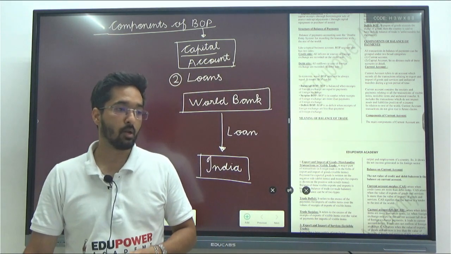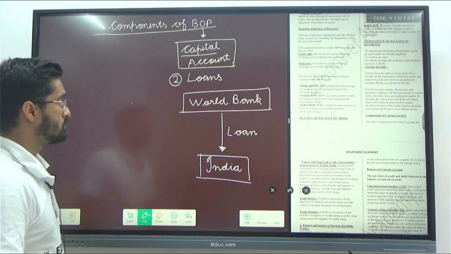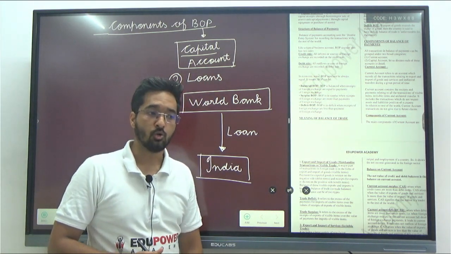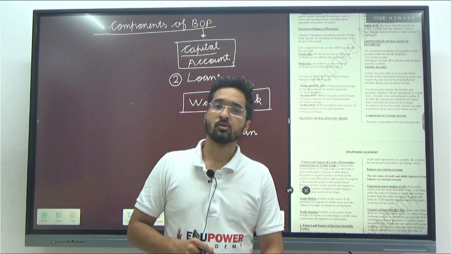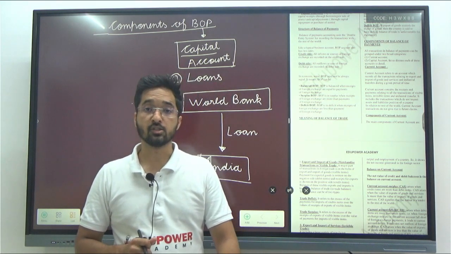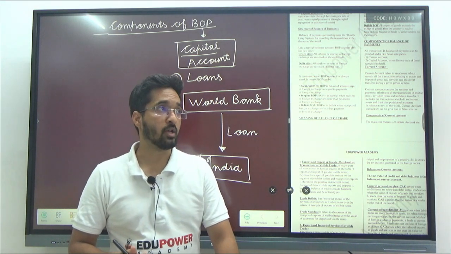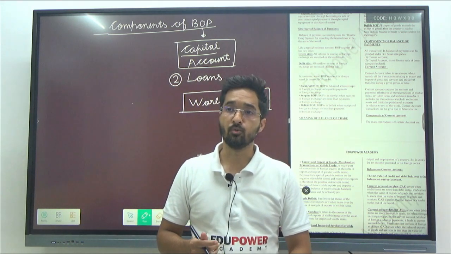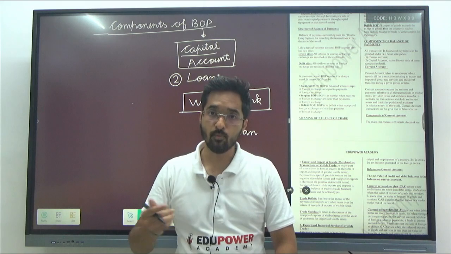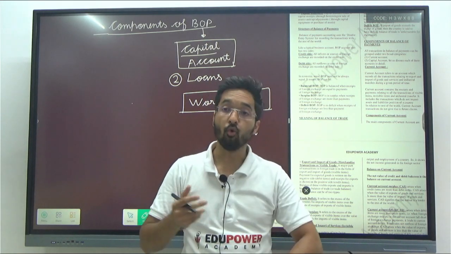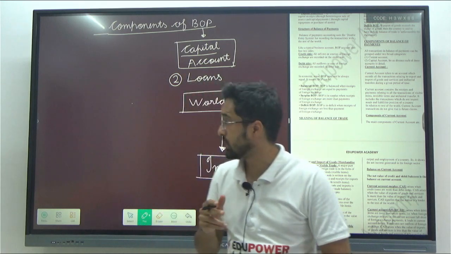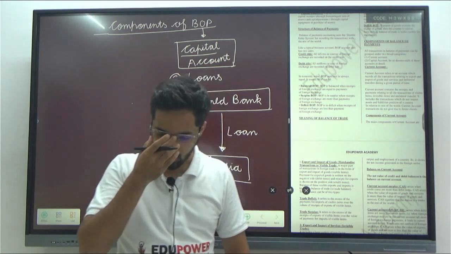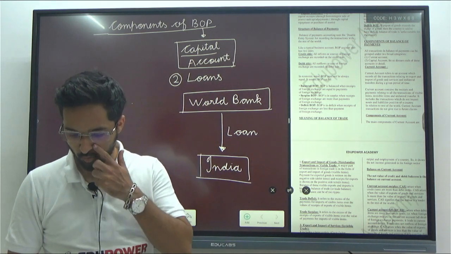Another example, suppose India gives a loan to another country like Somalia. Okay. India is giving a loan to Somalia. So, that loan will come on which side, credit side or debit side of the BOP? That will be included on the debit side of the BOP, because that loan money is going outside, hence it will be included on the debit side of the balance of payment. Okay. So, this is the loan thing.